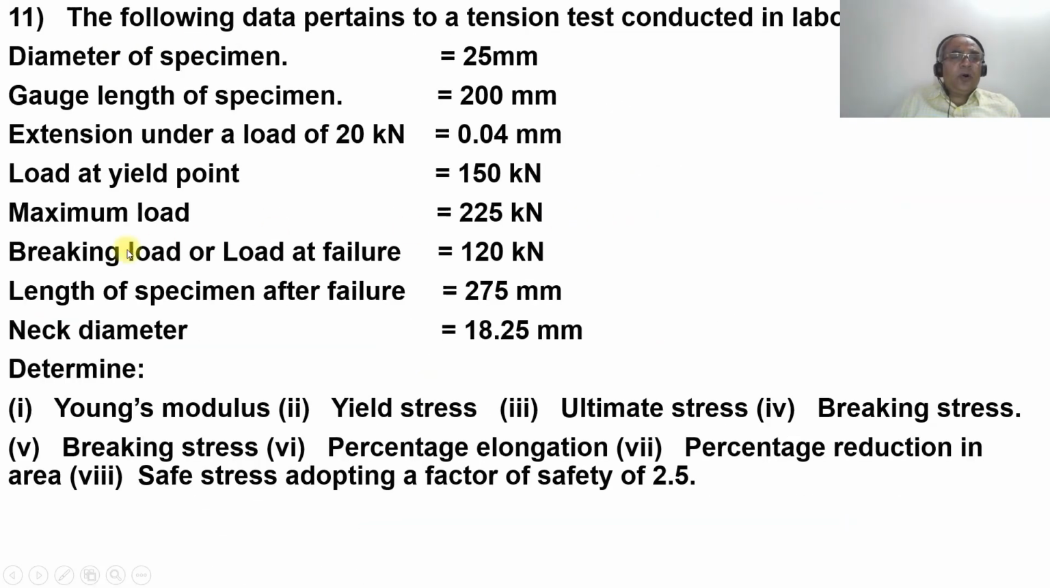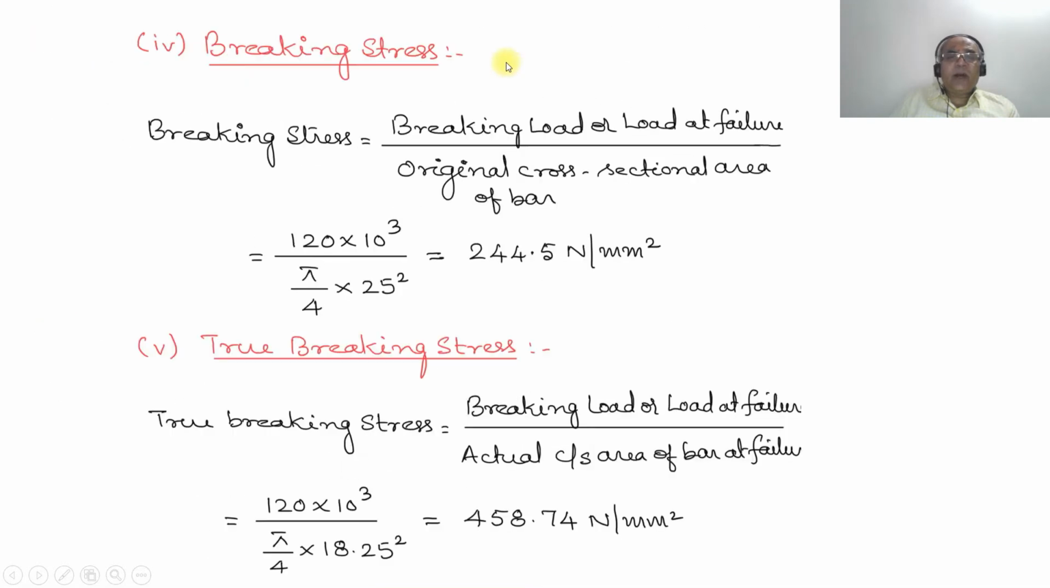The breaking load, or load at failure, is 120 kilonewton, divided by the original cross-sectional area of the specimen, which is pi by 4 into 25 square. So 120 into 10 to the power of 3 divided by pi by 4 into 25 square will be equal to 244.5 Newton per mm square.